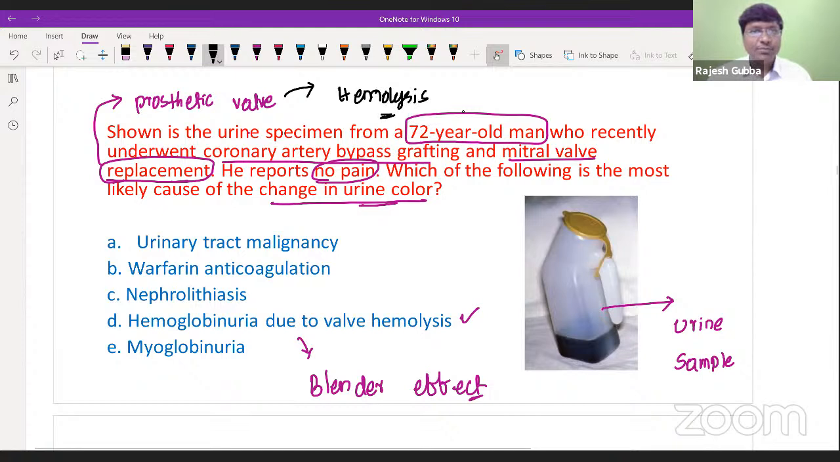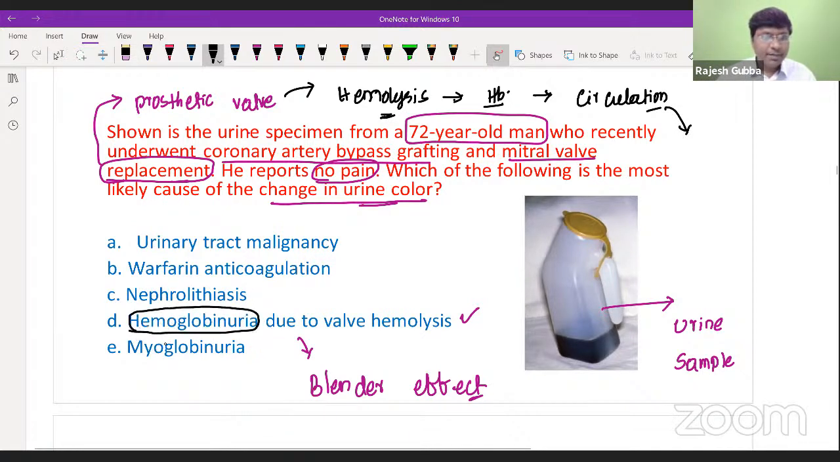So secondary to this hemolysis, more and more hemoglobin is released into the circulation, and that will appear in the urine in the form of what is called hemoglobinuria. Okay, so this hemoglobinuria is due to valve hemolysis.